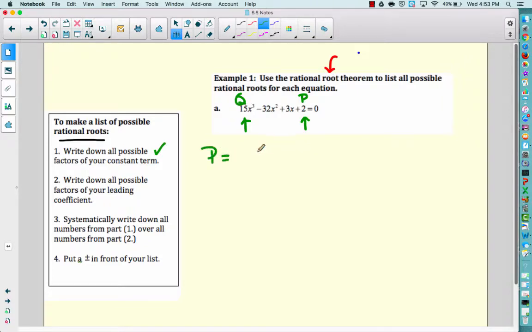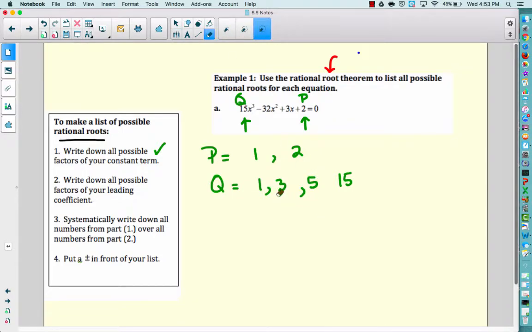So the factors of 2 are 1 and 2. And I would like to put them in order so that I can come up with a systematic way of going through every possible number. Then I'm going to write down the factors of Q, which I hope you're seeing are 1 and 15 and 3 and 5.